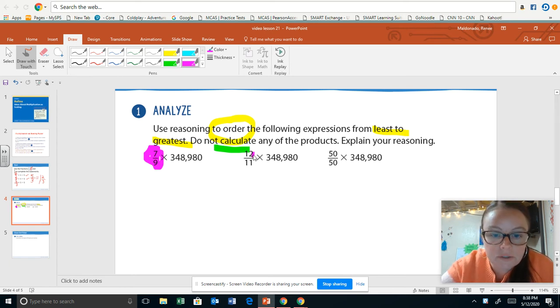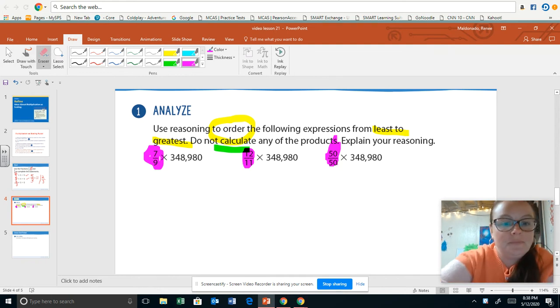I know that 12/11 is an improper fraction. 11/11 is 1 whole. So 12/11 is 1/11 over. So this is more than a whole. And I know 50/50, even though it seems humongous, is equal to 1 whole. All right, so first I want to make sense out of the problem. And now I'm just going to put them in order.